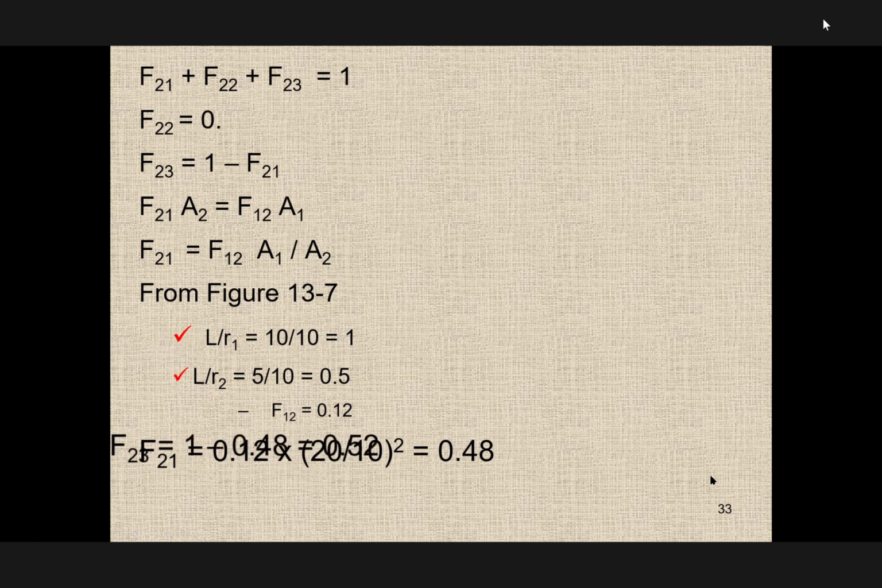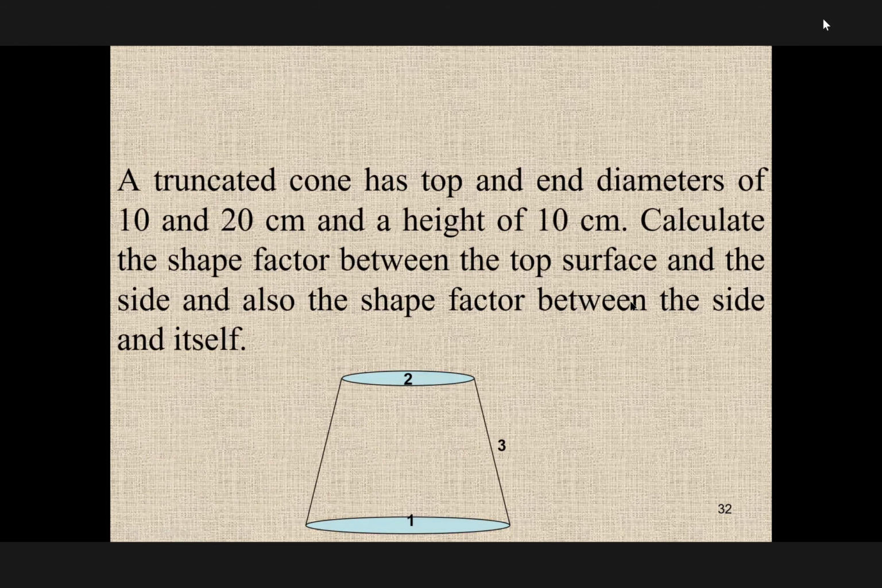Again, let me do one more problem. This was half of the problem. While you are working, I can go back and check. One part is left, and it asks for the shape factor between the surface and itself. It's trying to calculate the shape factor F3 to 3. Please do that while I'm doing my work assignment.